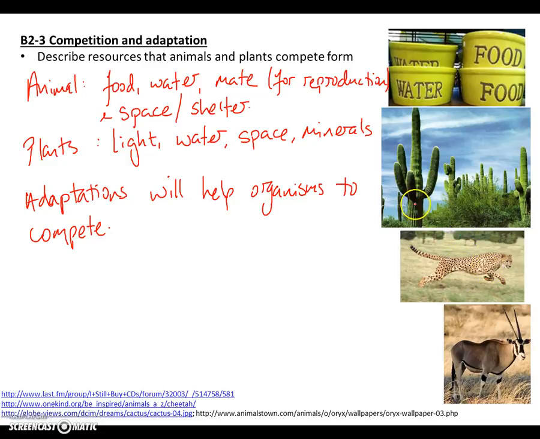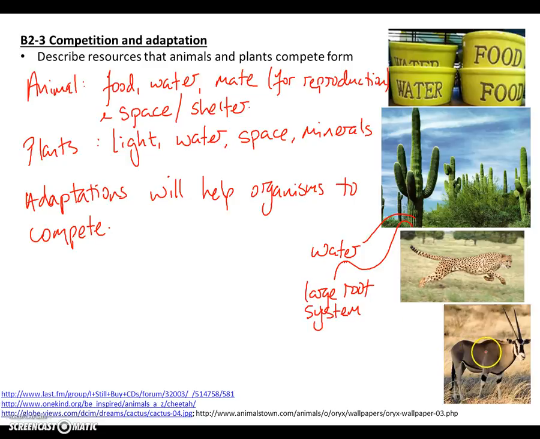The cactus is a good example. It's got very small leaves. In fact, its leaves have become quite spine-like, so that prevents it from being eaten by other organisms. It's got these very thick stems which can hold lots of water to allow it to remain in very arid environments, very dry environments. It'll have very large root systems that will allow it to extract water from over a large area.